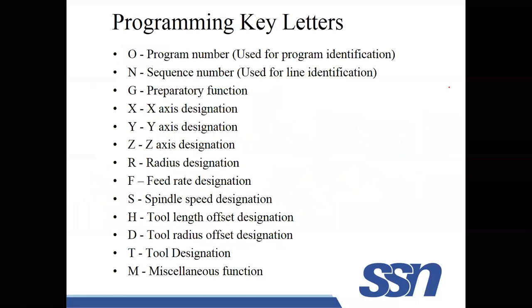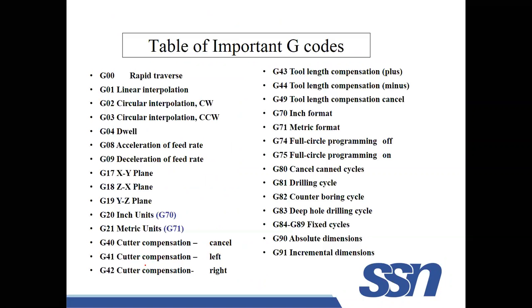Individual word explanation. These are the programming key letters. The letter O refers to the program number. N is the sequence number, G is preparatory, XYZ are coordinates, R refers to radius, F is feed rate, S is speed, H is tool length offset designation. This I will explain in the next slide. D is tool radius offset designation. This I will also explain in the next slide. And T is tool designation, the tool number. M is miscellaneous functions.